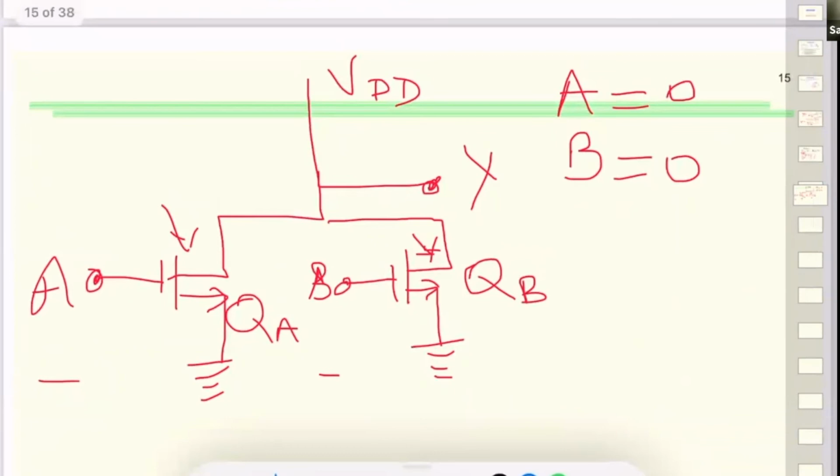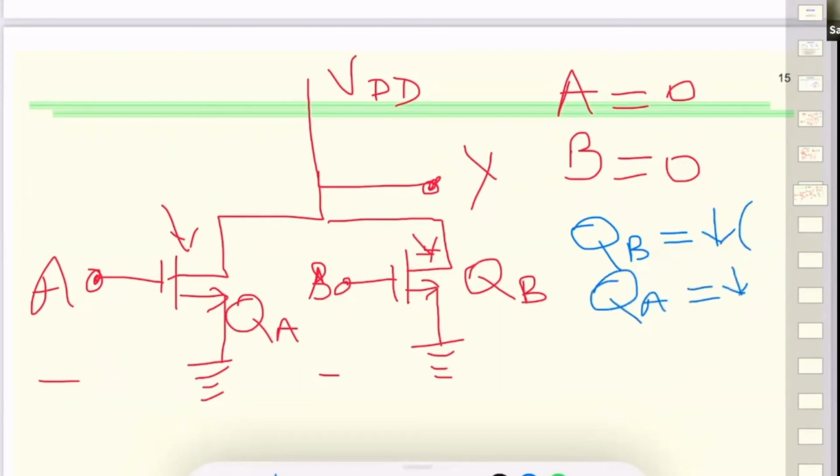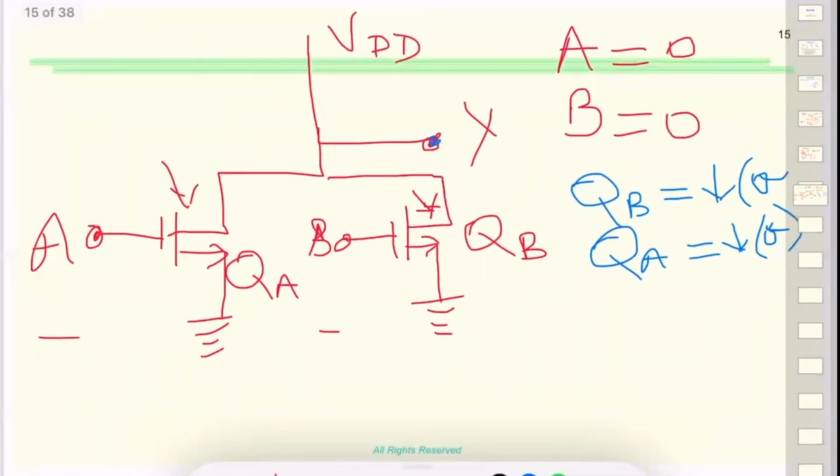A is low, B is low. What are these two transistors doing? They're both open. QB is open, so I can say it's down, and QA is also down, or open. So what is your output? High or low? High. Okay, so Y is 1.